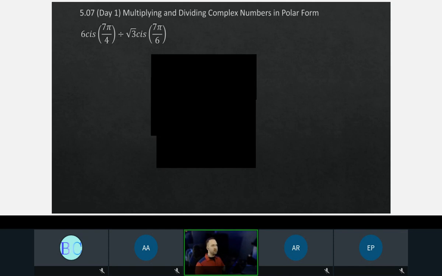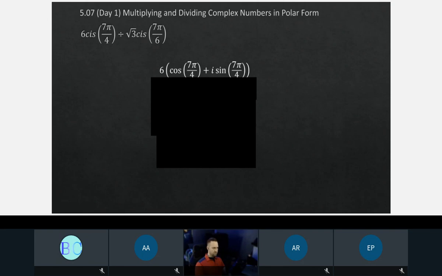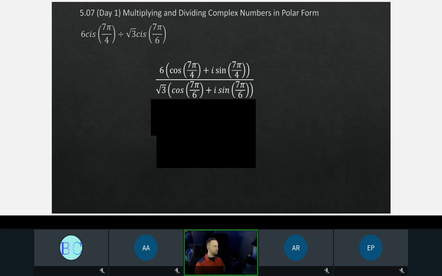All right, multiplying and dividing complex numbers in polar form. All right, so we have 6 CIS, this stuff, divided by rad 3 CIS, that stuff. So division, I'm first going to write it as top and bottom. I'm not really sure why I expanded the CIS, because you don't have to. There's really no reason for me to do that. So I wrote the CIS in expanded form. You can leave it in the short form. It doesn't change anything. But when you divide two complex numbers, all you're going to do is divide your R values and subtract your thetas. That's all you got to do.